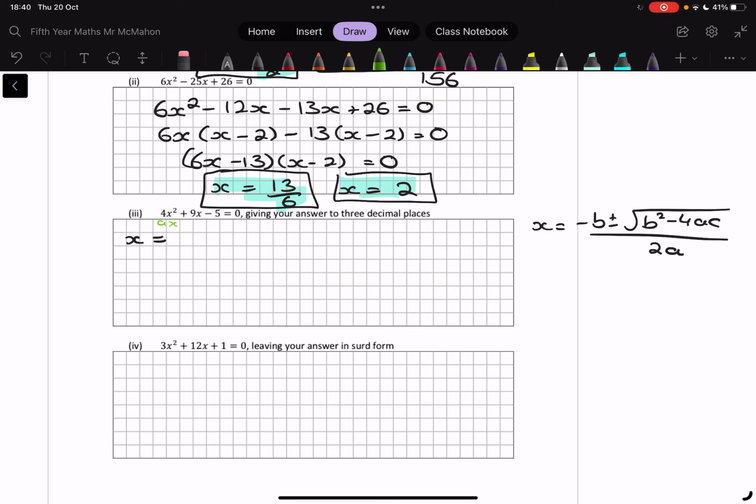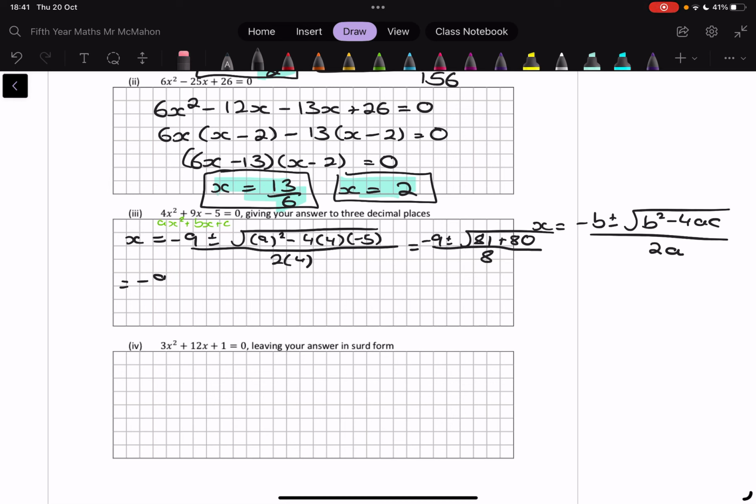So before we start that, underneath my question, I'm going to write out my ax squared plus bx plus c, just to let me see what the value is for each letter. So for b, we have 9. So 9 squared minus 4 by 4 is a, and c is minus 5, all over 2 by 4. Okay, in the next line, I will have minus 9 plus or minus 9 squared is 81, minus 4 by 5 is going to give us 80. So plus 80 all over 8.